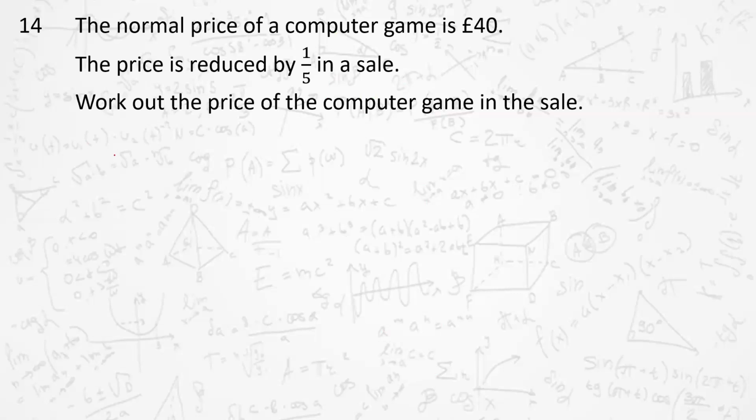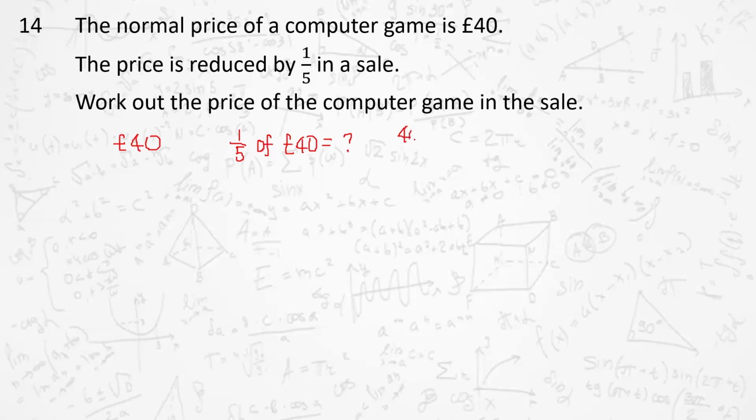Okay, normal price of the computer game is £40. So this is our original price. The price is reduced by 1/5 in a sale. So we need to find what is 1/5 of the £40. Therefore, 1/5 of the £40. That's what we need to find out.